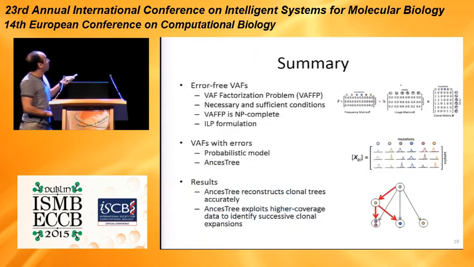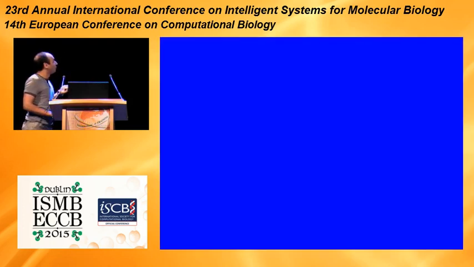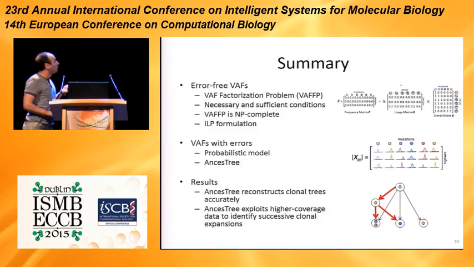In summary, I focused on the error-free case first. I formalized the problem that we call the variant allele frequency factorization problem. I've shown necessary and sufficient conditions. I've shown that the problem is NP-complete, and I've described an algorithm.